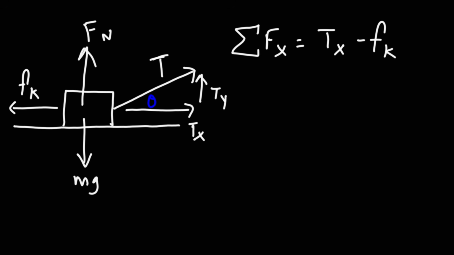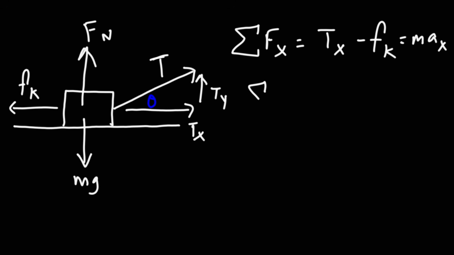Now, if the box is accelerating towards the right, the sum of Fx doesn't equal 0. Instead, we could set it equal to ma. So if you need to calculate the acceleration in the x direction, you could use these formulas. You know how to calculate Tx, it's T cosine theta, and you know how to calculate Fk, which is mu k times the normal force. But you need a different formula for the normal force in this case.